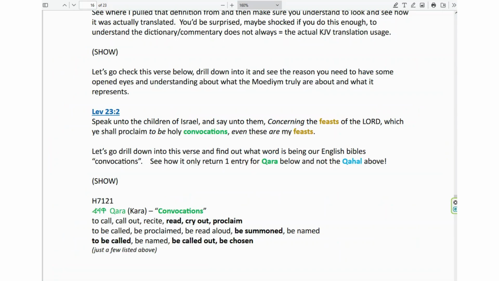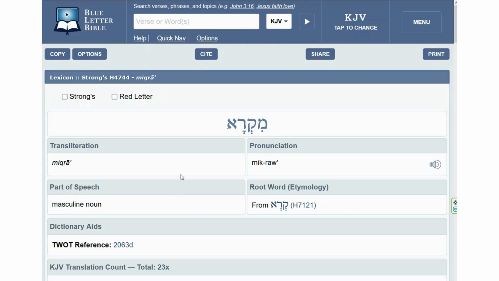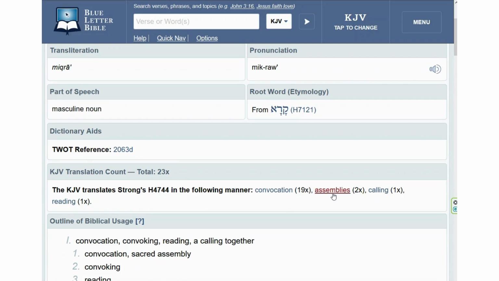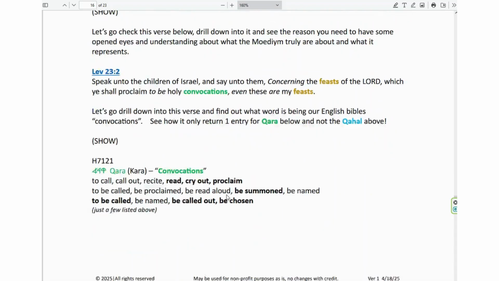And I'm forgetting which word I'm wanting. Yes, the convocations word. Okay, as a mikra, convocation, assemblies, calling and reading. A sacred assembly. Being called together and read together. You would think that this might have been the word church, or ecclesia, but it's not. The point is that when we get together and have our moedims that are holy convocations that are very set apart, it's not the same thing as the ecclesia.